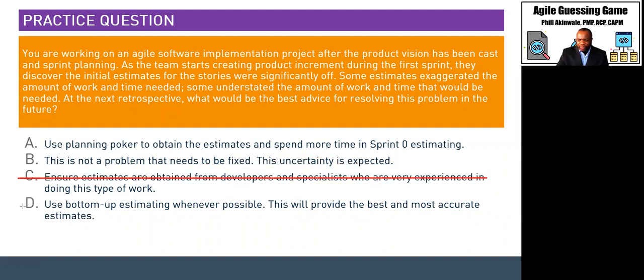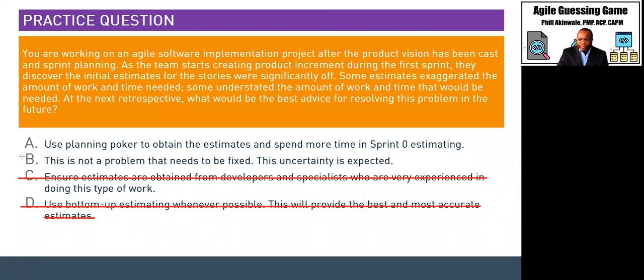Option D, use bottom-up estimating whenever possible. Well, you already know that's definitely not an agile project, right? This will provide the best and most accurate estimates. We know that bottom-up estimating is great, but we do not use that in the world of agile specifically. You could have a blend, but that is not the best option.